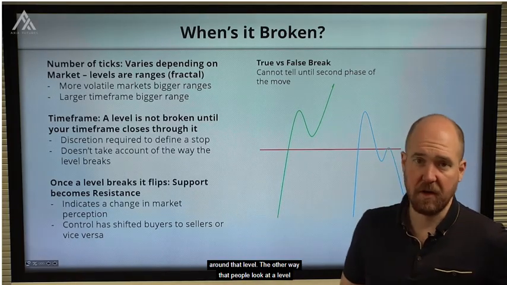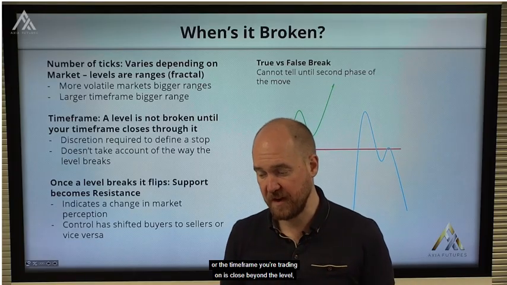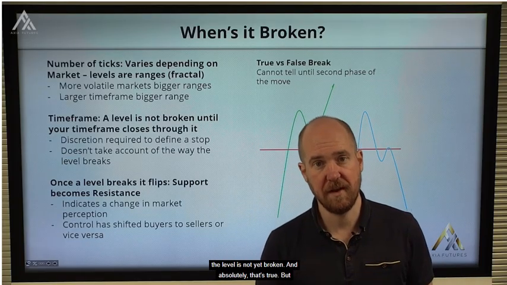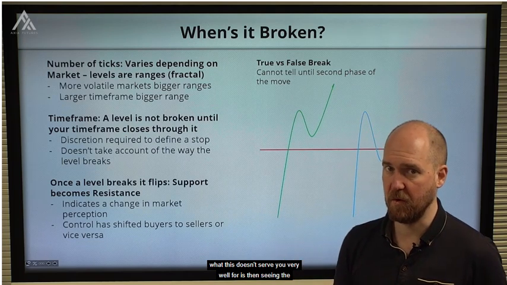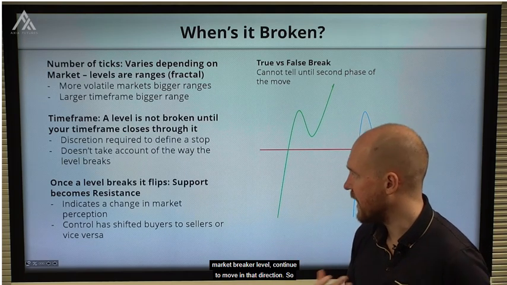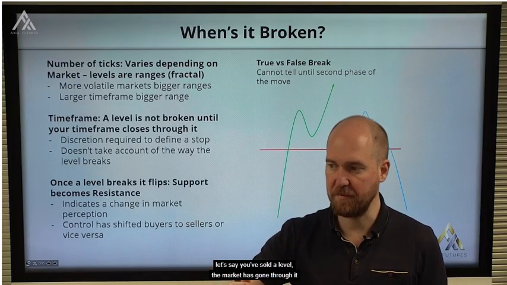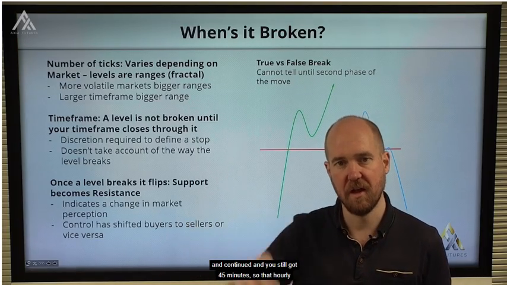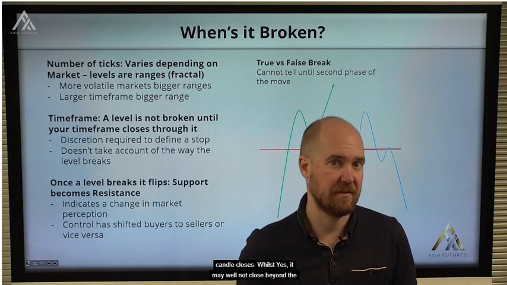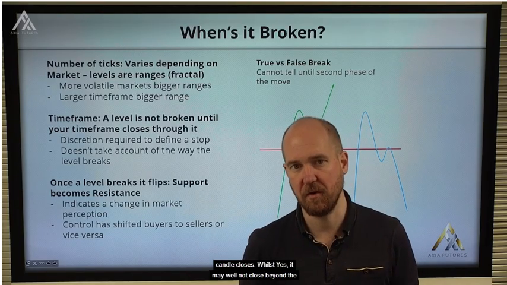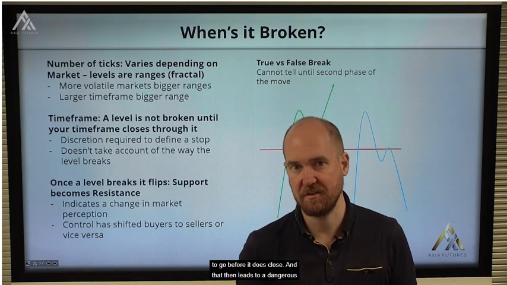The other way that people look at a level being broken is time frame, and suggest that until the time frame you're trading on has closed beyond the level, it is not yet broken. And absolutely, that's true. But what this doesn't serve you very well for is then seeing the market break a level and continue to move in that direction. So let's say you've sold a level, the market has gone through it and continued, and you've still got 45 minutes till that hourly candle closes. Whilst, yes, it may well not close beyond the level, you also don't know how far beyond the level it's going to go before it does close.